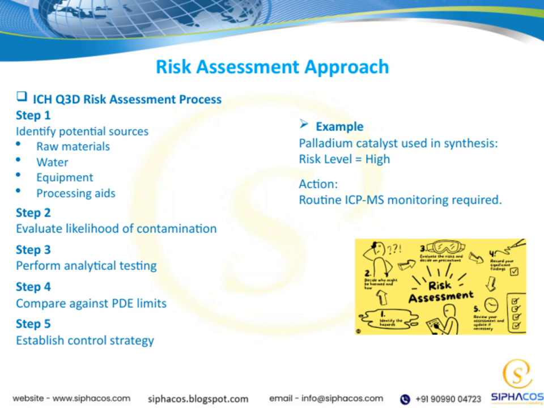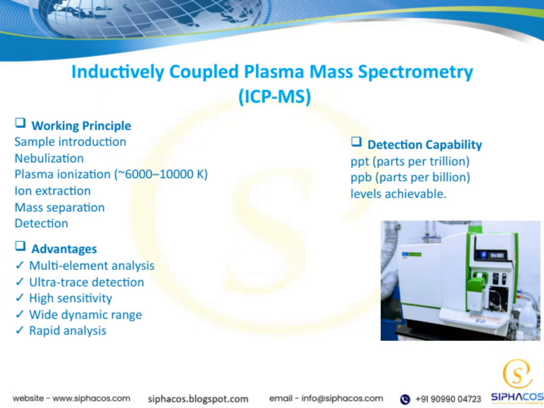Let's talk about detection capability, specifically, how we measure substances at incredibly low levels, from parts per billion down to parts per trillion. One powerful tool for this is inductively coupled plasma mass spectrometry, or ICP. It works by turning a sample into an ionized plasma at extremely high temperatures, then separating those ions by mass for detection. The advantages: it can analyze multiple elements at once, detect ultra-trace amounts, and deliver results quickly with high sensitivity across a wide range.